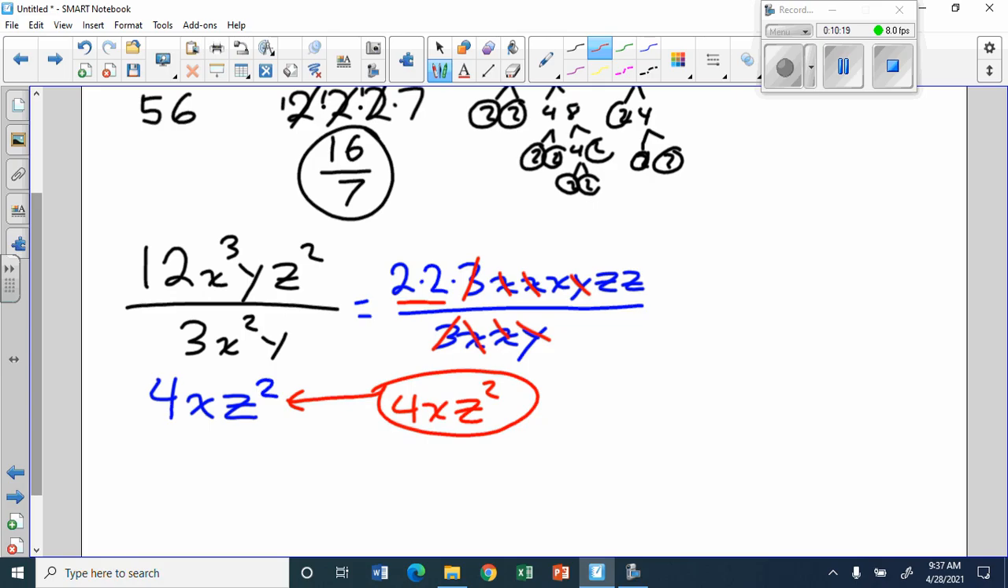Now, can we potentially have numbers on the bottom? Yeah. If we had x cubed on the bottom and x squared on top, our answer would have been 4z squared over x, because that x would have been left on the bottom. Does that concept make sense?